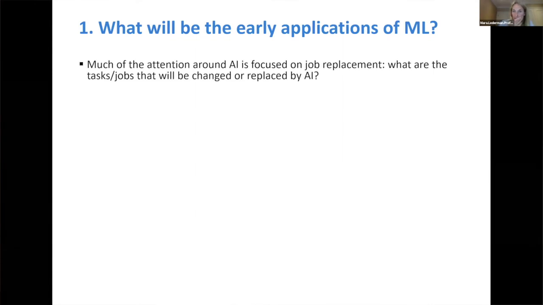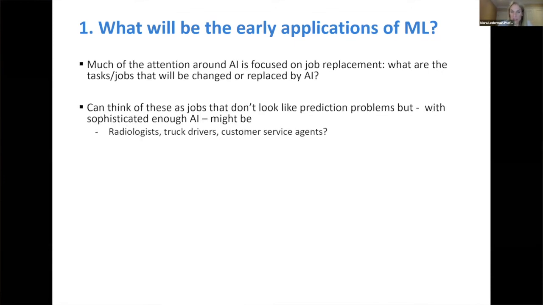So what will be the early applications of machine learning? A lot of the attention around AI right now is focused on job replacement. I mean, that was at least one of the topics today. What are the tasks and jobs that will be replaced or changed by AI? We can think of these as jobs that don't look like prediction problems, but with sophisticated enough AI might be. So nobody thinks of radiologists as a prediction technology, but they kind of are. We don't think of truck drivers as doing prediction, but they could be. We don't think of airline customer service agents as being involved in prediction, but we can automate it with AI-enabled bots.